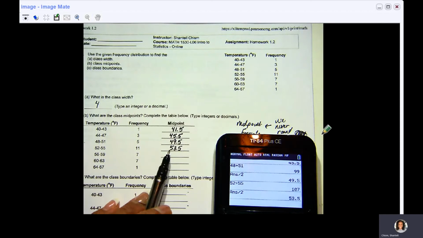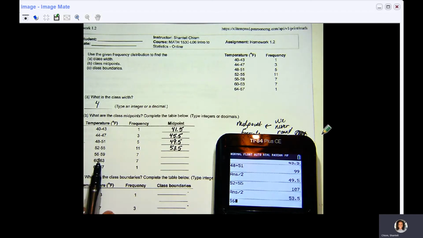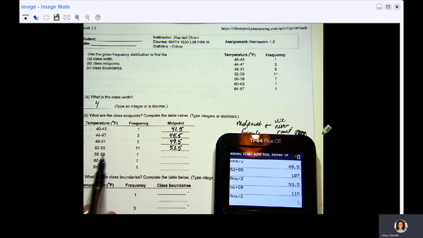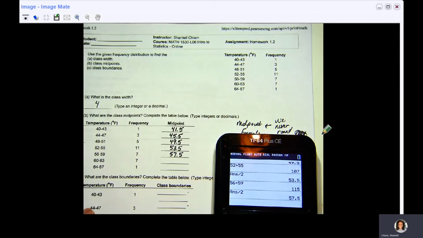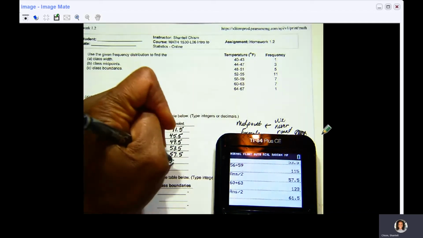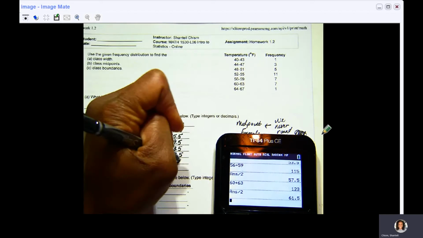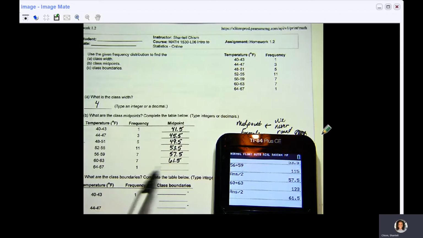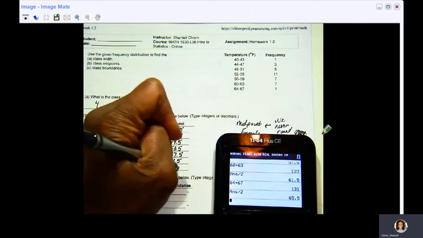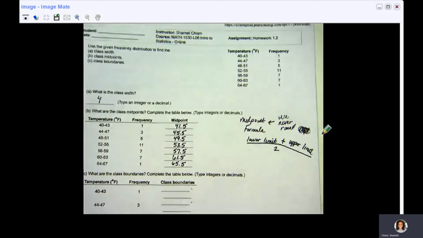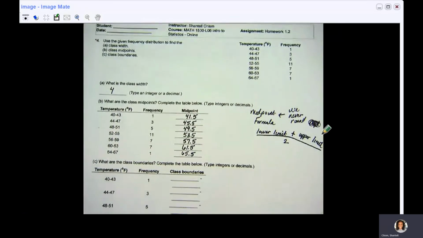All right, so that next one you could probably guess will be 57.5. But if you weren't sure, say 56 plus 59, divide by 2: 57.5. The next one, 60 plus 63, divide by 2: 61.5. And the last one should be 65.5. 64 plus 67 divided by 2, 65.5. That's the midpoints. Okay?